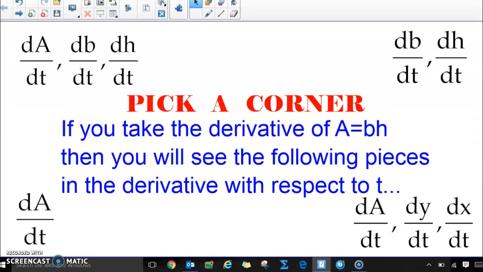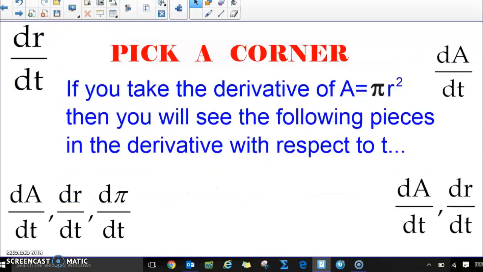It's asking you if you took the derivative of A equals BH, then you will see the following pieces in the derivative with respect to t. So now would be a good time to pause the video, think about your answer, and then start it up again when you're ready. Did you pick the top left corner? If you see A, B, and H in the original problem, you would expect to see dA/dt, dB/dt, and dH/dt in the derivative. You'll see other pieces as well, but these would be three of the variables that you would see.